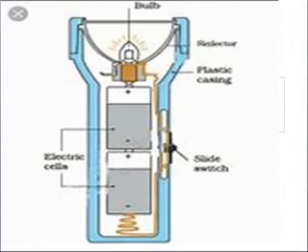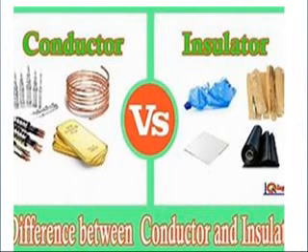Now let's see what are insulators and what are electric conductors. As the name suggests, electric conductors are those through which electricity can flow. That is, good conductors of electricity. And now, what are insulators? The insulators are the bad conductors of electricity.